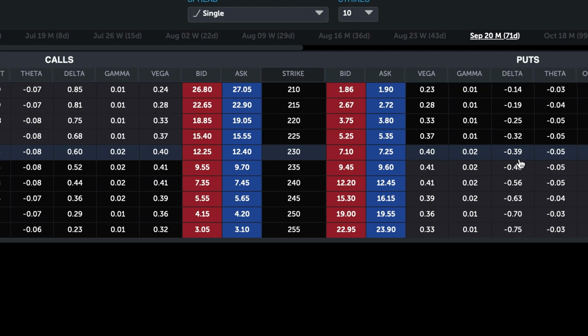0.40 was the delta, and then the 0.02 is the gamma. So this basically tells you the rate of change of the delta. That's why it's also important to understand the gamma, because it is closely tied to how the delta moves.